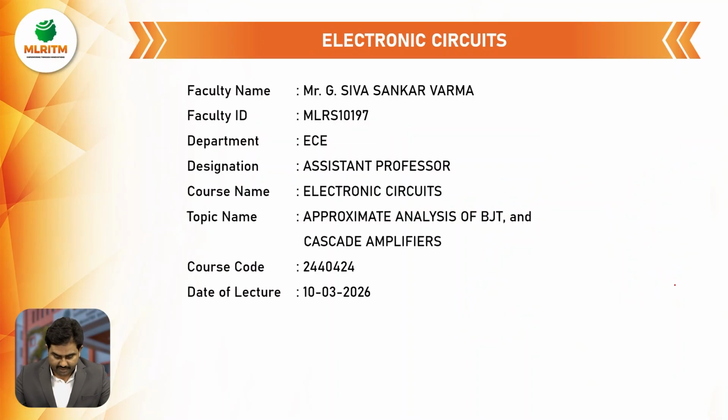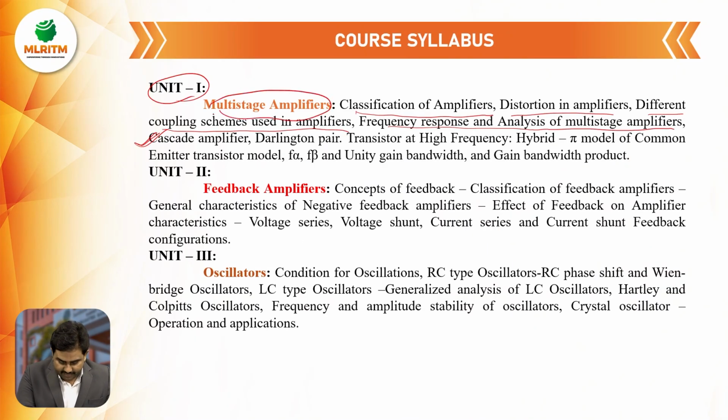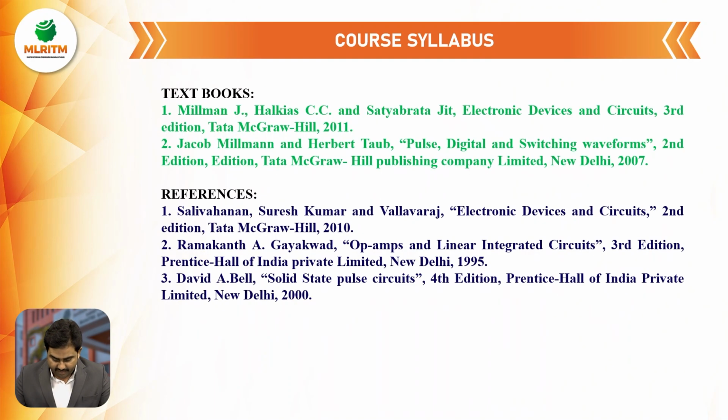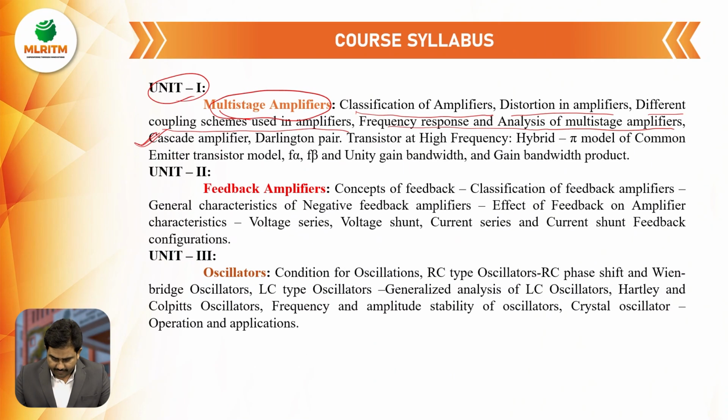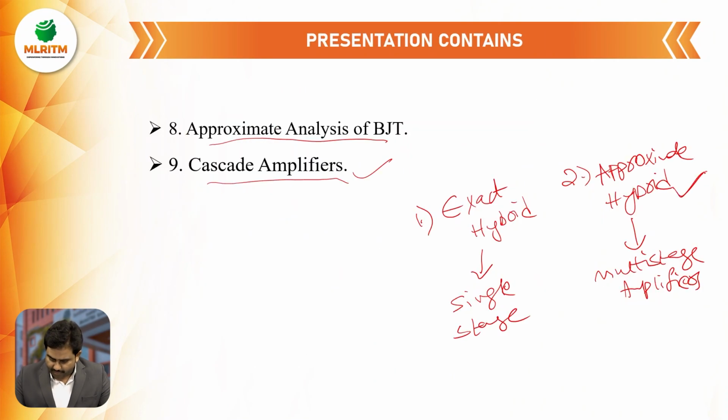So our unit name is multi-stage amplifiers. Here we are going to study a topic called cascade amplifier. For that we need to know about approximate hybrid model. Approximate hybrid model completely covers multi-stage amplifiers, and exact hybrid model covers single stage amplifiers. That means single stage amplifier means we are going to study either CB amplifier, CE amplifier or CC amplifier alone. We are not going to connect any other circuit to it.